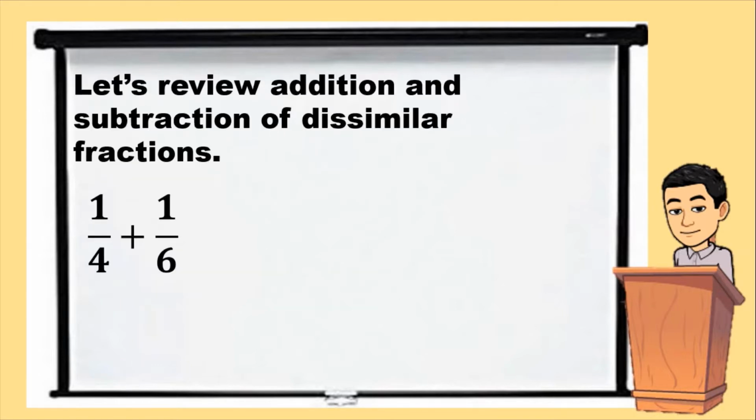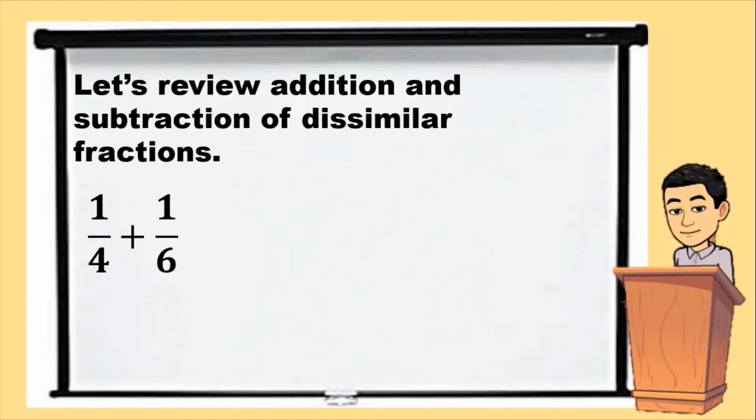Let us review how to add and subtract dissimilar fractions. 1/4 plus 1 over 6. As you can see, the denominators are not the same. Therefore, we cannot add right away these fractions. We need to make the denominators first equivalent.